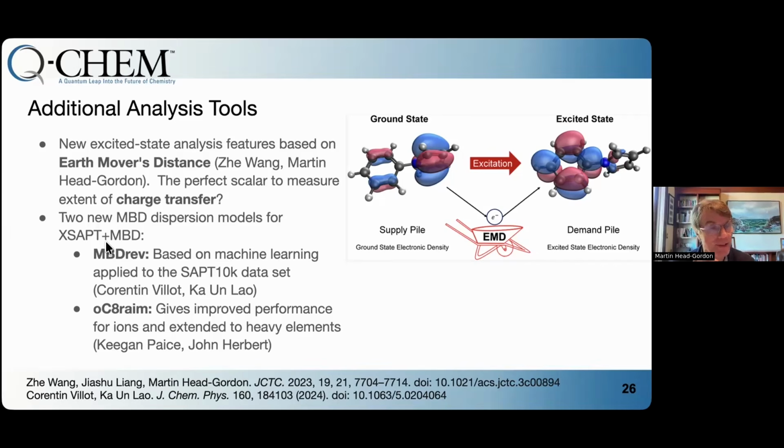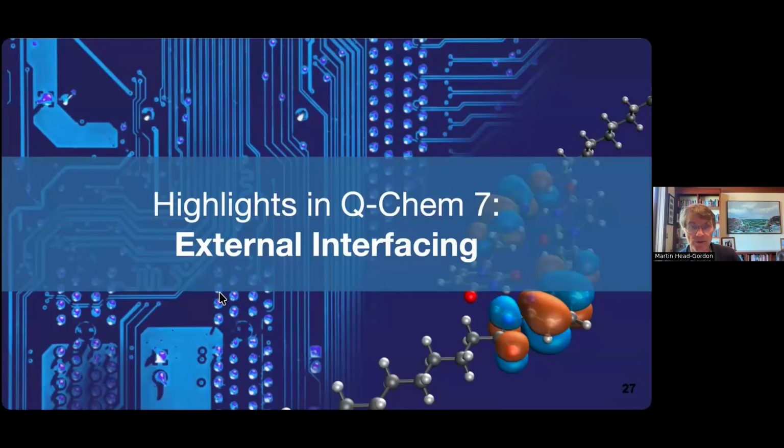John Herbert's group has a long history of extensions of symmetry-adapted perturbation theory that give you the accuracy advantages of SAPT and directly attack the cost disadvantages of SAPT. And so Q-Chem 7 includes new many-body dispersion models that come both from John's group and also from Ka-Un Lau's group at VCU. So we're very grateful for those contributions.